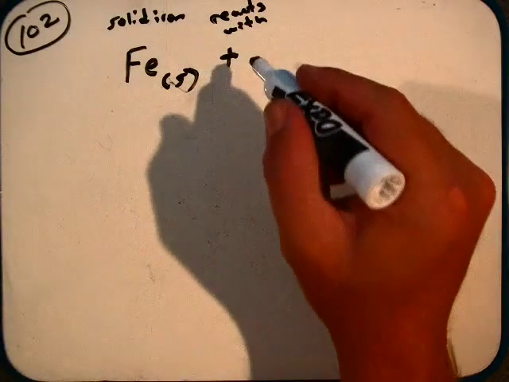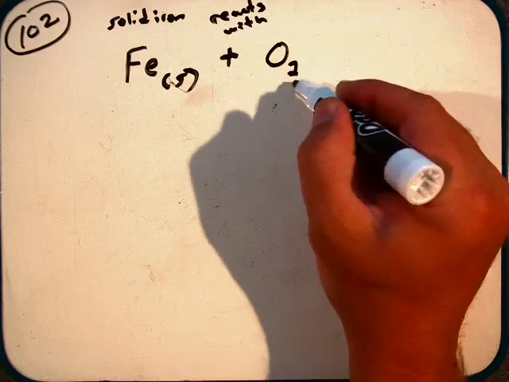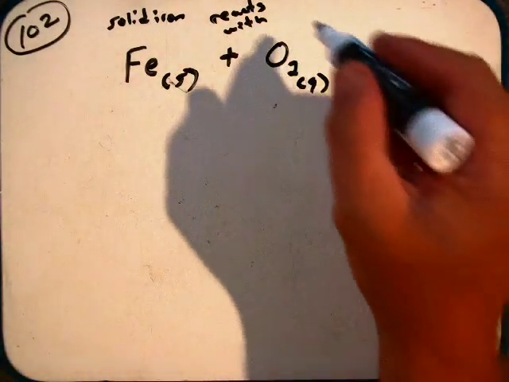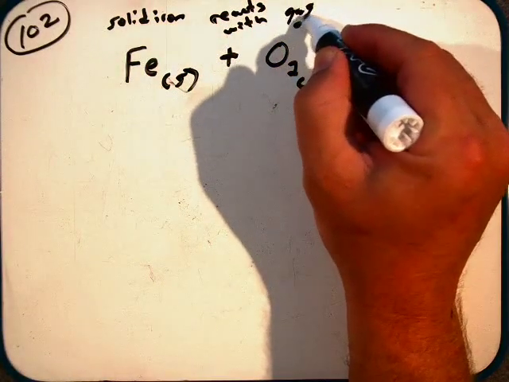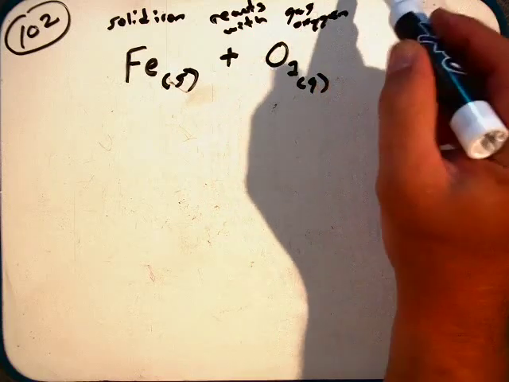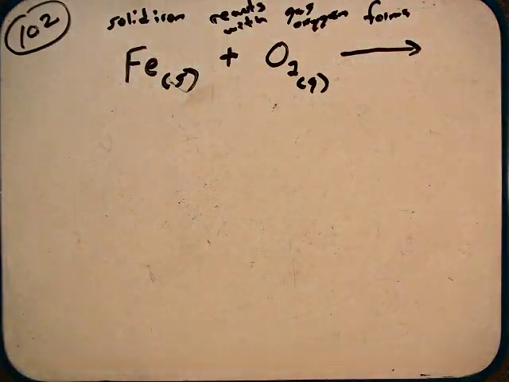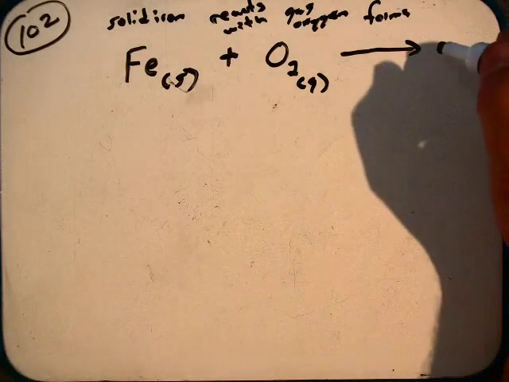It reacts with gaseous oxygen. Gaseous oxygen is O2. And so this then forms, and the forms part of it would be an arrow. Right, we're saying we're taking solid iron, reacting that with gaseous oxygen to form, right, and that's going to form solid iron 3 oxide.